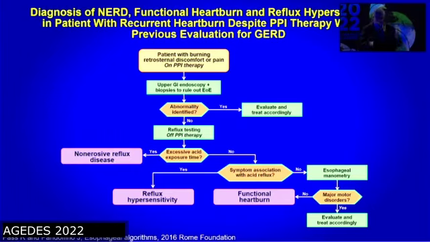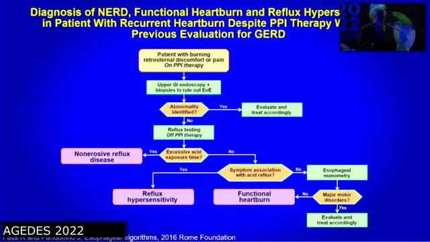So these patients should undergo endoscopy with biopsies in order to rule out eosinophilic esophagitis. Now, eosinophilic esophagitis is very unusual in presenting only with heartburn. It's usually presenting with dysphagia. But there are studies showing that, including one from Brazil, up to 8% can present only with heartburn. So you have to rule it out.